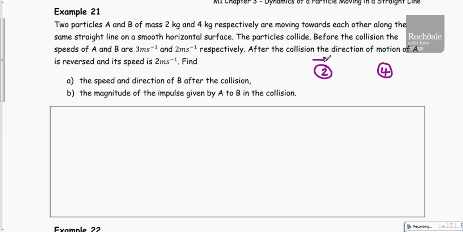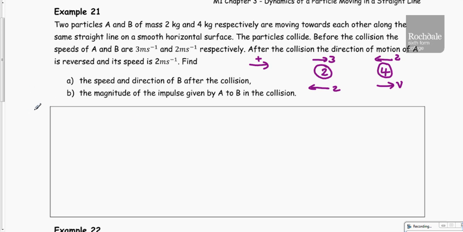So we've got 3. Now they're moving towards each other, so that 2 must be moving towards the left like that. So make sure you read the question carefully. After the collision, the direction of motion of A is reversed, so it's bouncing off, and its speed is 2. We don't know what happens with this one, so it doesn't really matter which way you put your velocity arrow on this one. I tend to just keep it going in the same direction as I'm taking as positive. So I'm taking to the right as positive.